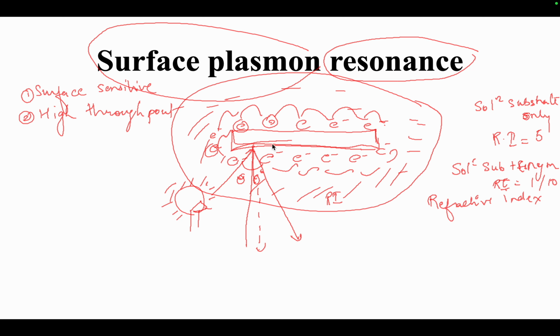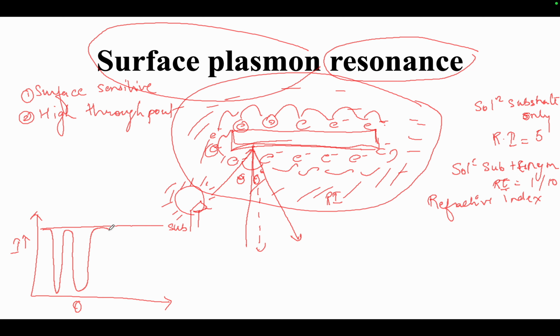So there will be a change in the refractive index, and this change will lead to a difference in this theta angle, and this is what we are measuring in surface plasmon resonance. We have an intensity graph here, and an angle theta which we are measuring. This is the light with only substrate. When we add enzyme, there could be a decrease in the angle like this, and this is captured by this instrument.